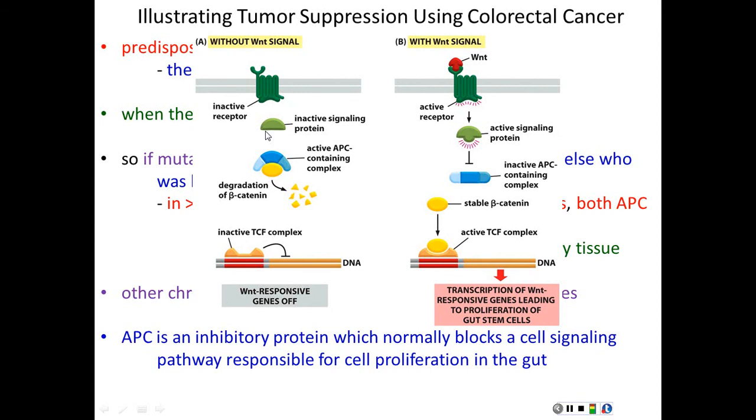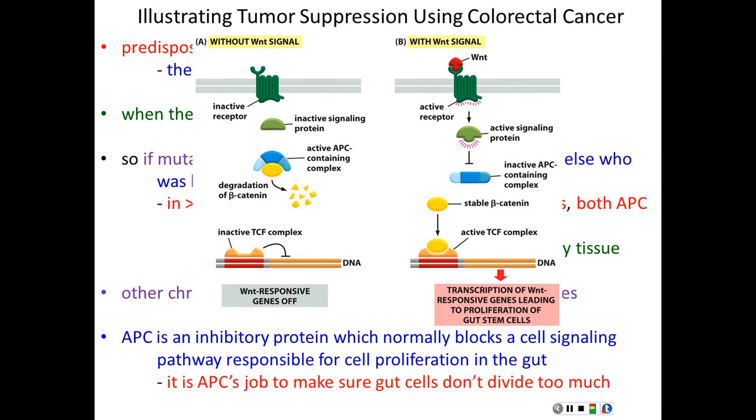What happens when you lose the APC alleles? When the APC alleles are lost, we lose APC. This protein doesn't exist anymore in the cell to destroy this yellow signaling protein. In the absence of APC, we always get stable beta-catenin. We always get transcription of these genes, and these cells continue to divide. In the absence of APC, these cells continue to divide even when the Wnt signal is not present on the surface of the cell. That is cancer.